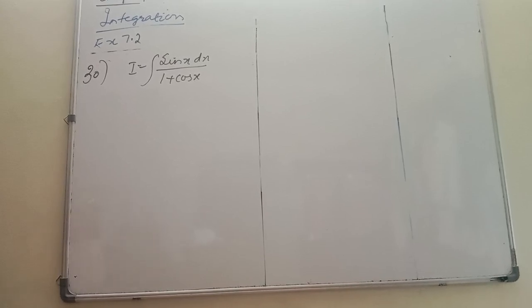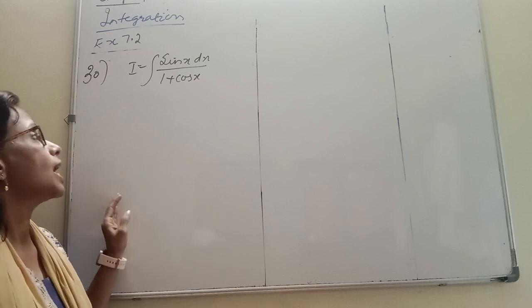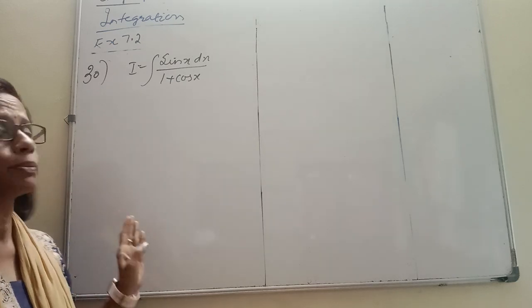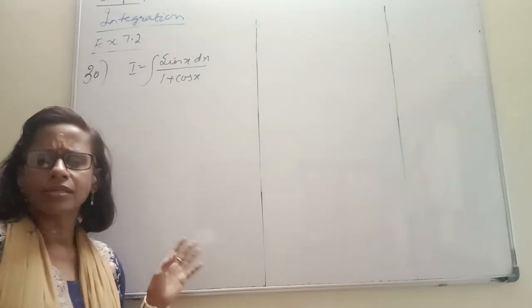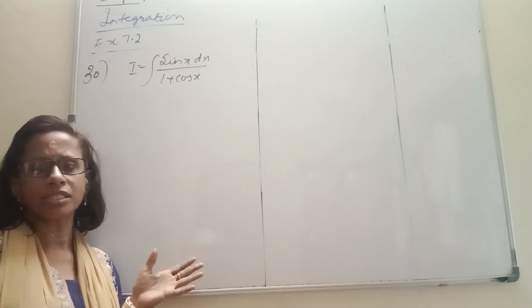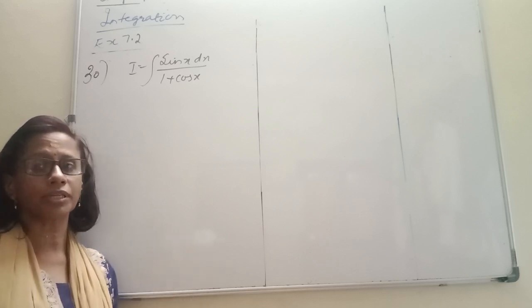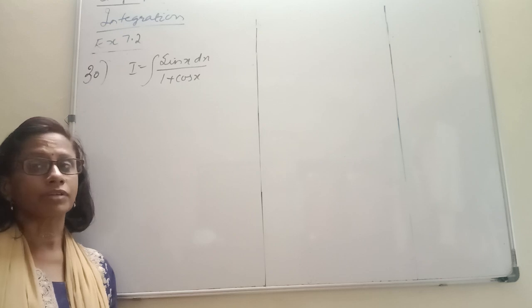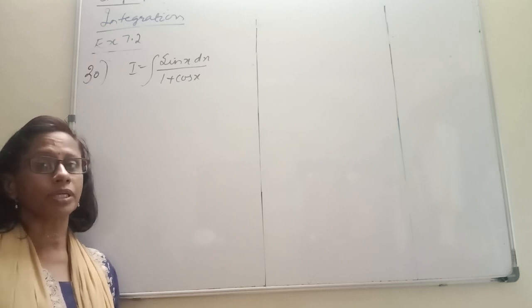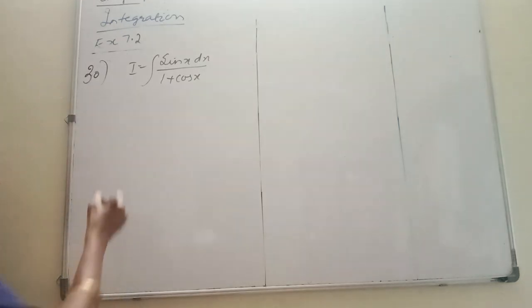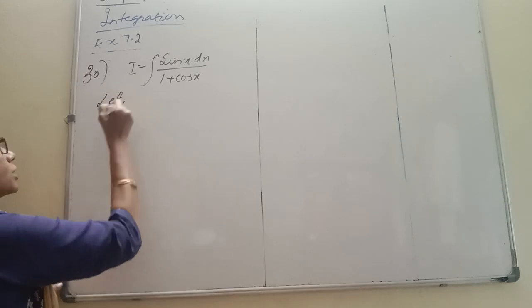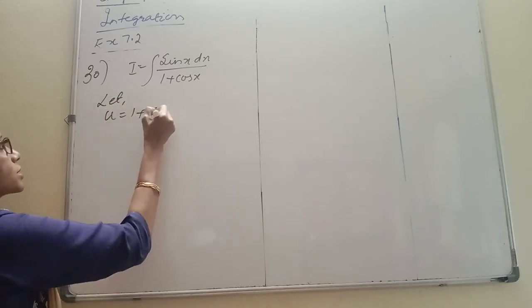Hello folks, let's continue with our 30th problem, which is already there on the board, which says that I is sin x dx over 1 plus cos x. As the question is structured, it's very clear to us that the denominator is very easily going to give you the derivative. Its derivative is going to be the numerator. So maybe right away, let's start with the substitution here as u equal to 1 plus cos x.